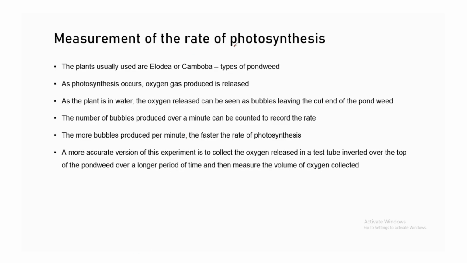Measurement of the rate of photosynthesis. The plants usually used are Elodea or Cabomba. These are two types of pondweed plant. As photosynthesis occurs, oxygen gas produced is released. As the plant is in water, the oxygen released can be seen as bubbles leaving the cut end of the pondweed. The number of bubbles produced over a minute can be counted to record the rate. The more bubbles produced per minute, the faster the rate of photosynthesis.